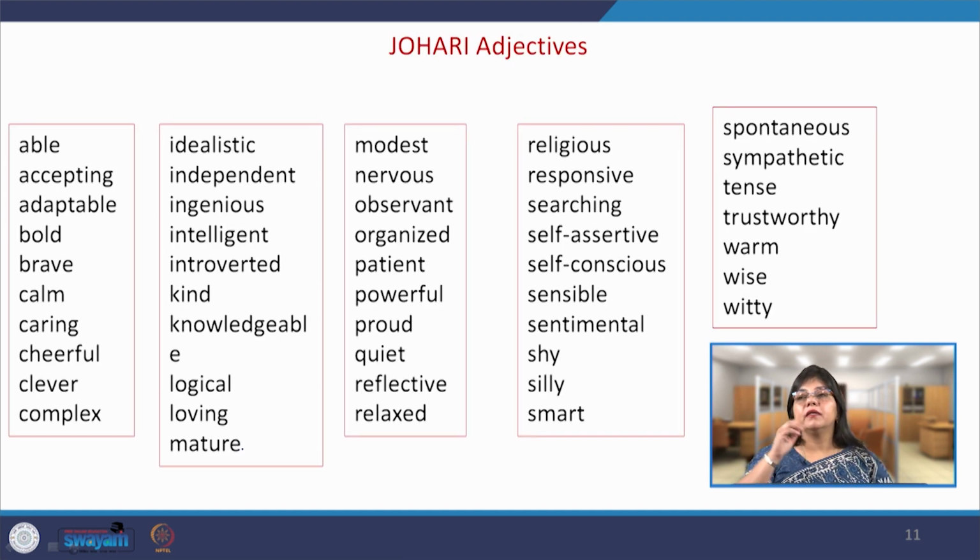Besides this, there are certain adjectives that are being used when we are interacting with people based on feedback. These are all the adjectives that we can assign to any person with whom we are interacting, and on the basis of these adjectives we come to know which person is fitting into which window. These adjectives can be able, bold, caring or complex, idealistic, intelligent, knowledgeable, loving, modest, patient, quiet or relaxed, religious, responsive, sensible, sentimental or smart, spontaneous, sympathetic, trustworthy or witty. Based on these adjectives, it becomes convenient and easy for members to understand oneself and others. That is about me and you. This attaching adjectives to every member during interaction will definitely help people to resolve any interpersonal conflict.